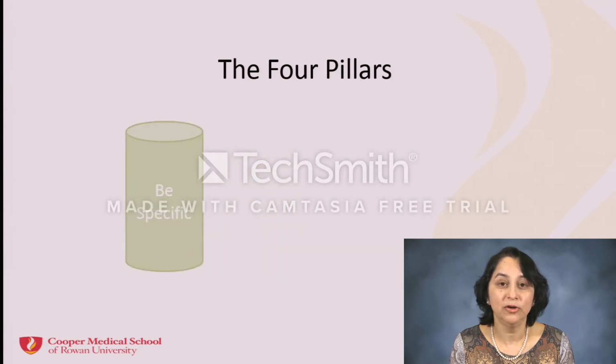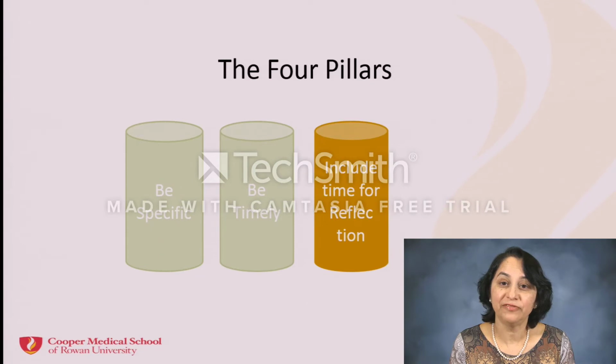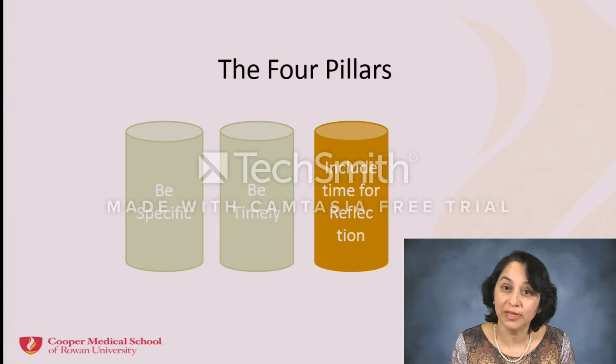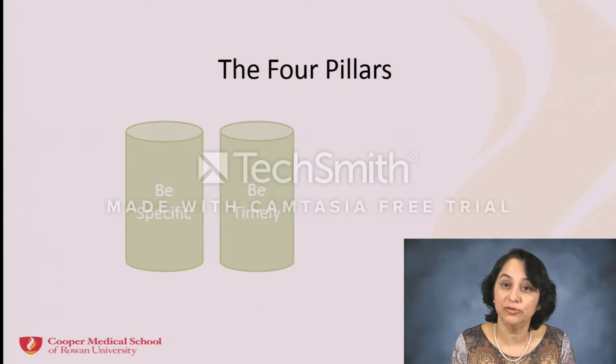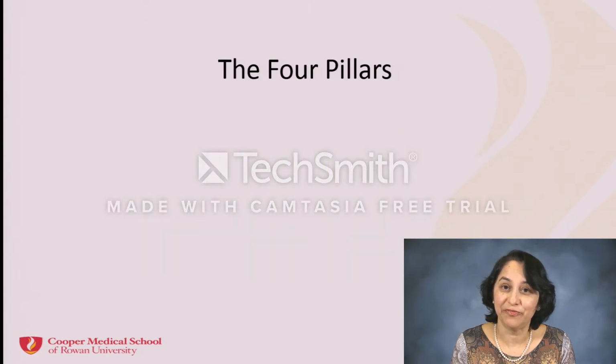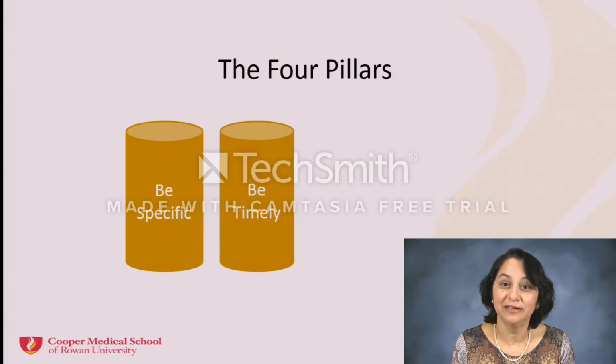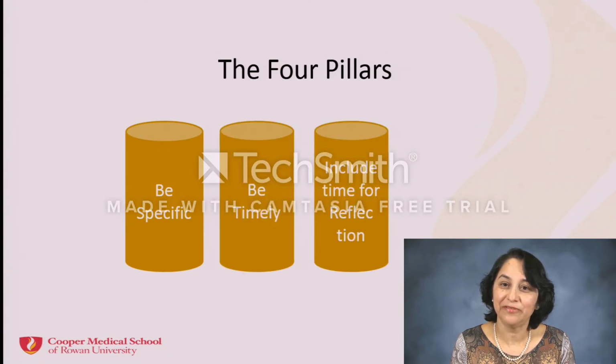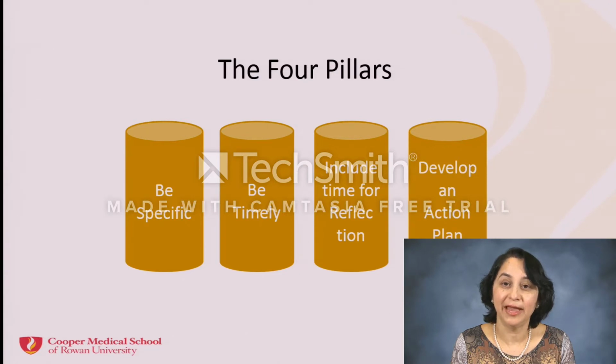The third pillar would be to actually have time for reflection and to include the person himself in that reflection moment by asking, how do you think you did in this situation? How do you think you could improve on it? And the final pillar would be to develop an action plan. So once again, there are 4 pillars. Be specific, be timely, include time for reflection, and develop an action plan.